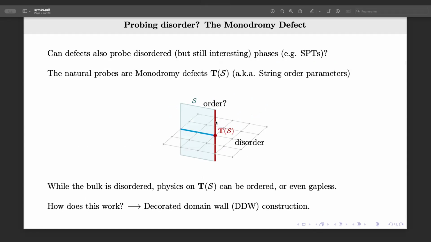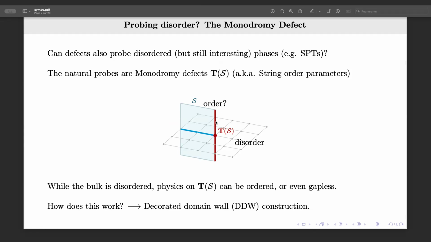Then you can ask, how can I probe disorder? If you have a disordered phase with no local order parameters, such as an SPT, can I also probe this with defects? And the natural way is to use what's called a monodromy defect, or string order parameter. Here, in a lattice system, I consider a bulk symmetry defect, which is called S in this slide, and it terminates at some point in the lattice. And this is extended through time, which is the vertical direction.